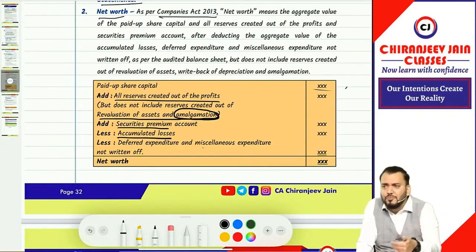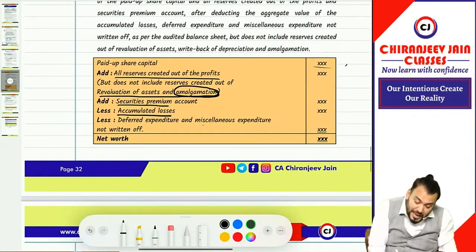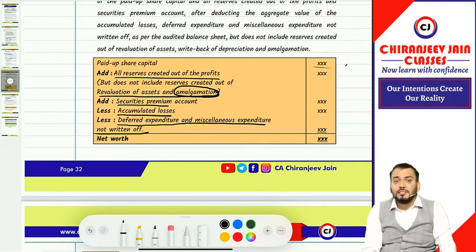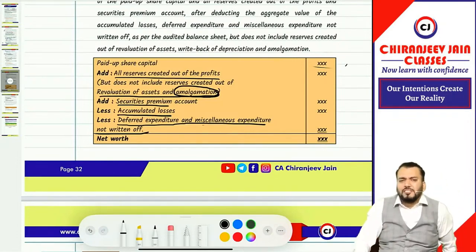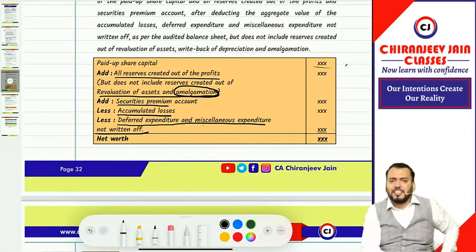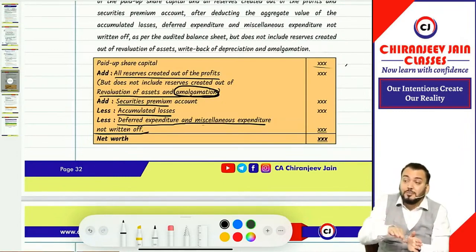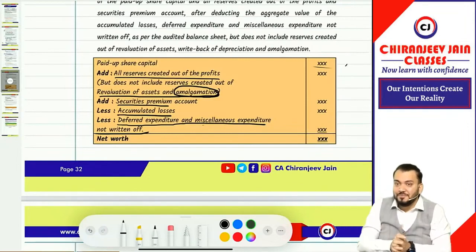When I am saying accumulated losses, it means the negative balance of PL account. Correct. Less any deferred expenditure and miscellaneous expenditure not yet written off. From childhood there is one doubt: what is this miscellaneous expenditure? What is this deferred expenditure? Correct? It means any expenditure which is not yet transferred to PL, which has been postponed, which has been deferred.